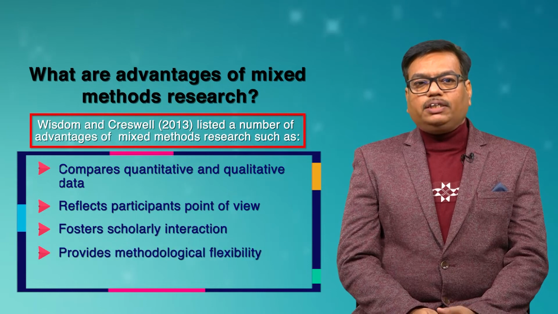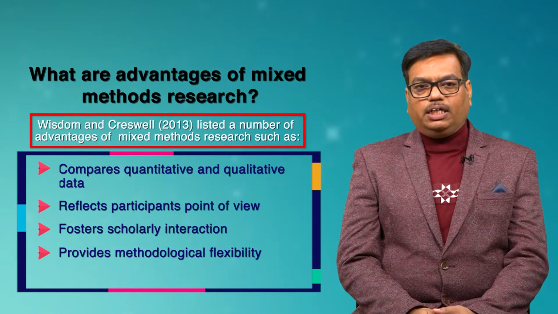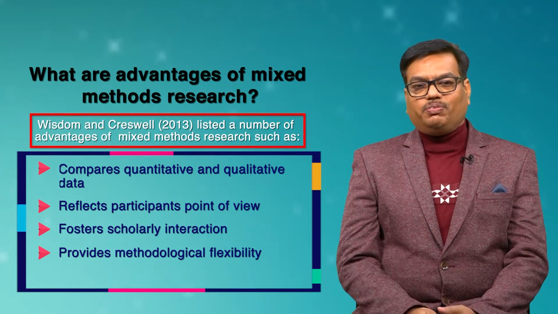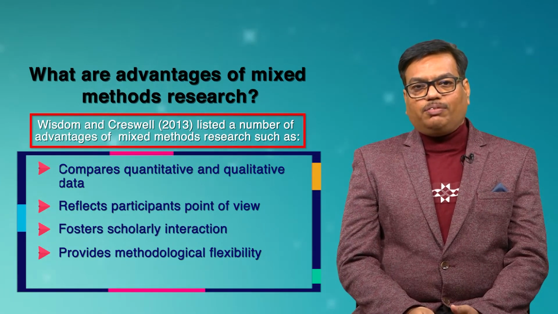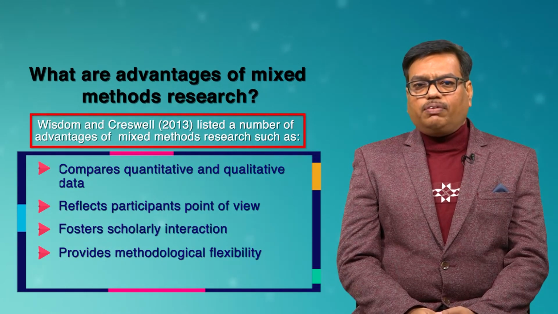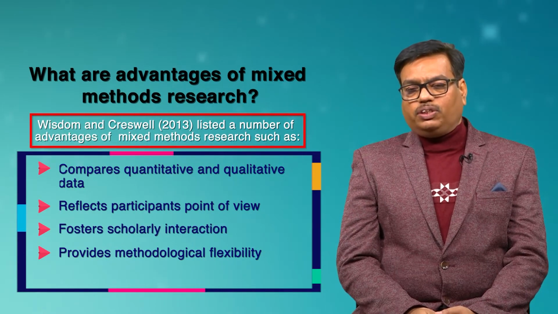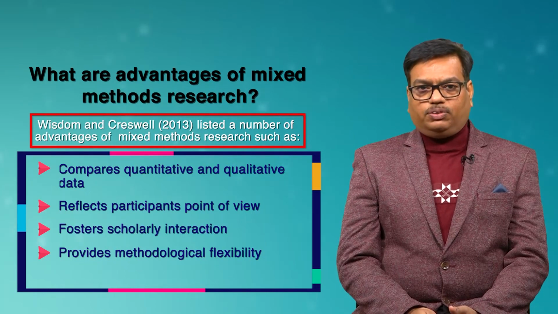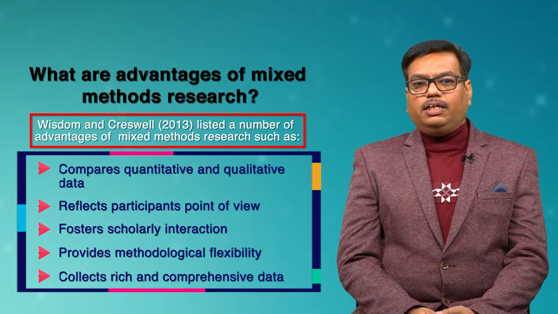And then it provides methodological flexibility. As we have discussed earlier, sometimes you start with quantitative data, then move toward qualitative data. Sometimes you start with qualitative data and move towards quantitative data. Sometimes you collect both data sets together and sometimes one by one. So, it provides you a kind of methodological flexibility where you can proceed and come back again to collect different data and then proceed again. And then it collects rich and comprehensive data. As we discussed earlier, any research has two sides. One side is of qualitative data and another side is of quantitative data.